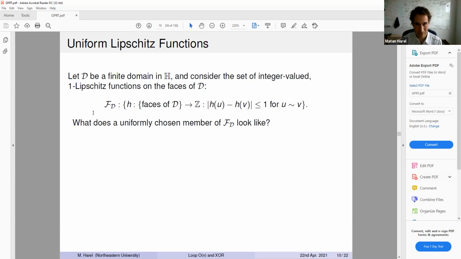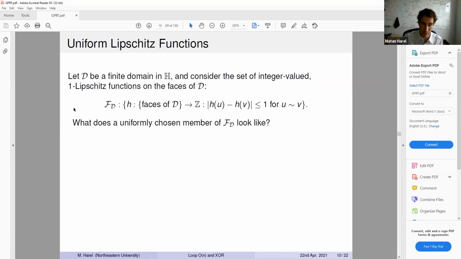Now, the problem is that this question is nonsense. If you take about 30 to 40 seconds to think about it, you'll realize that if I take any particular map H here, and just add 1 to each one of the faces, I get another member of F of D, which is different. So obviously there's infinitely many things. If I just take the all zeros, the all ones, the all twos, there are infinitely many such things.